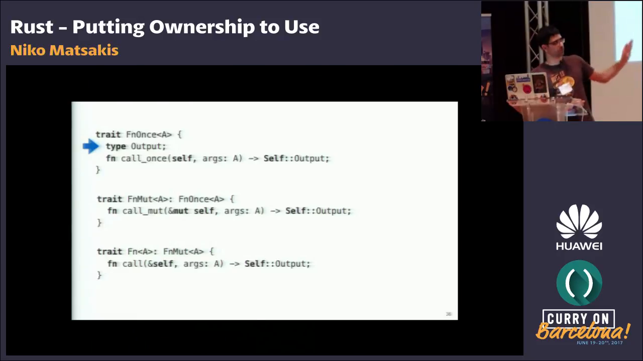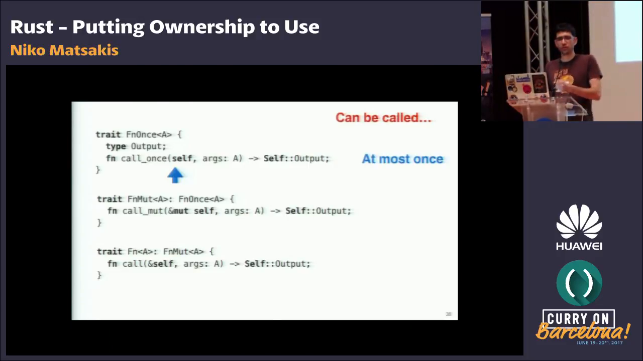So this is a multi-parameter type class, I should say. The implicit self is the environment that's being invoked, and the A is the kinds of arguments that this thing accepts. So a given thing can be overloaded with different sorts of arguments. But in any case, the key point of FnOnce is it takes ownership of the closure itself when it gets called. So that implies you can only call it at most once, because you can only give ownership once.